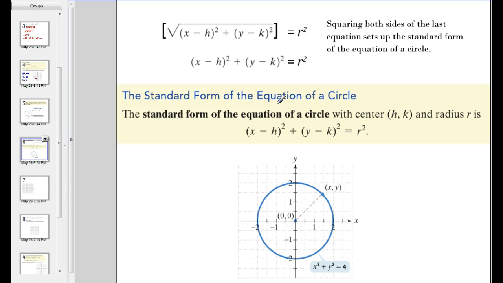And the weird thing about the equation of a circle is it is based on, like we just said, the distance formula, which is based on the Pythagorean theorem, which deals with right triangles.